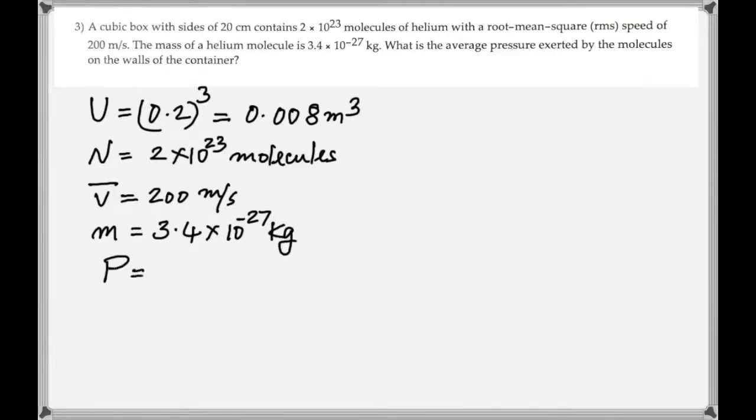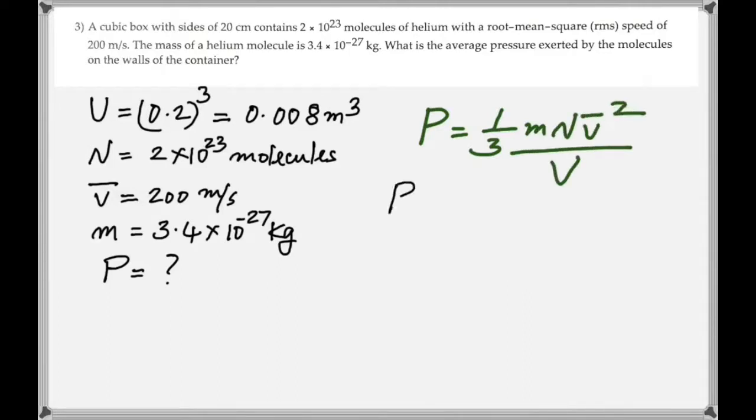So you're asked to find the pressure, and the formula for pressure is 1 by 3 m N v bar squared by volume. Since all these terms are given, you just substitute those into that equation: the mass of the molecule, the total number of molecules.